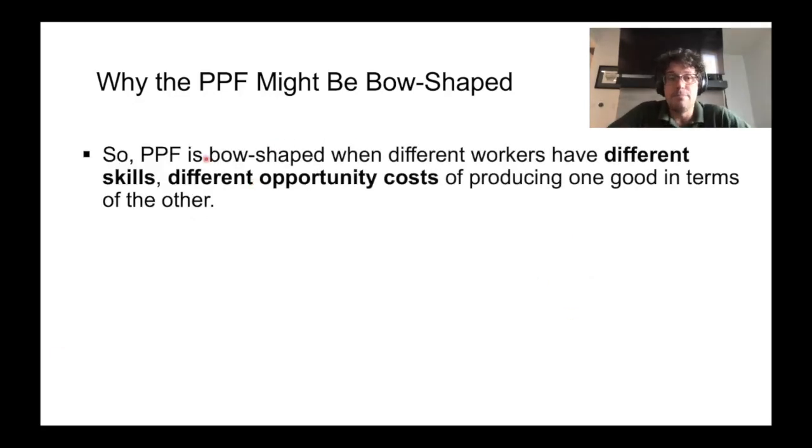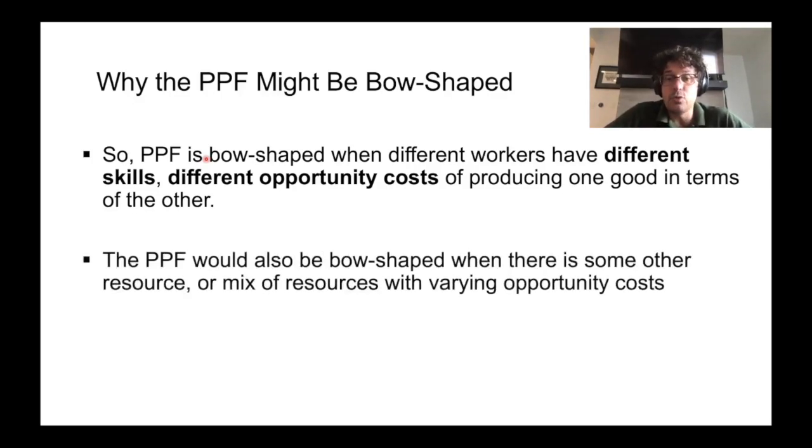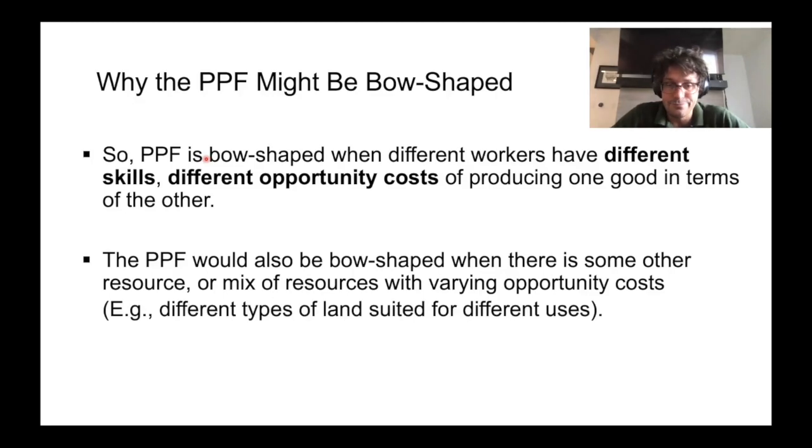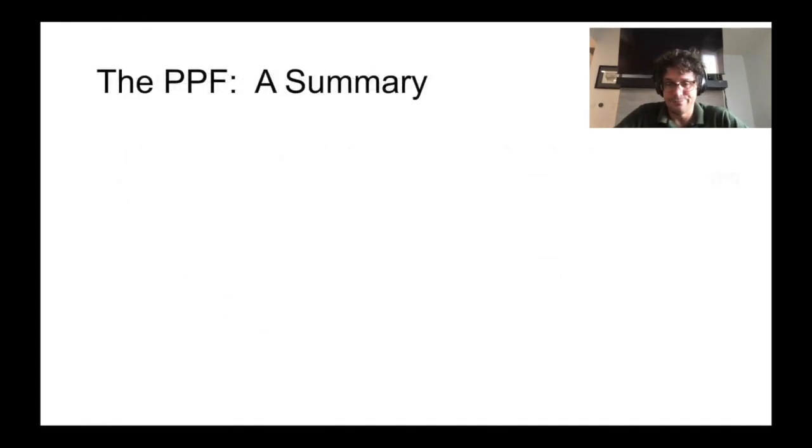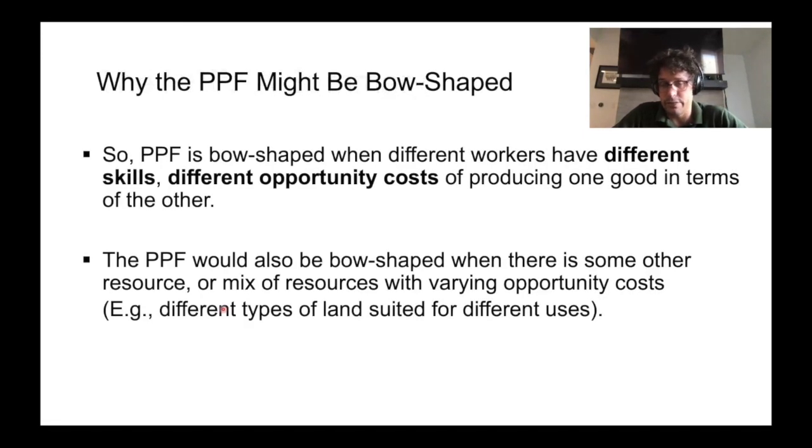So the PPF might be bow-shaped because individuals have different skills and different opportunity costs of producing one good in terms of the other. And the PPF would also be bow-shaped when there is some other resource, for instance, a mix of resources that varies in opportunity cost. Example in agriculture, different types of land, and so on and so forth.